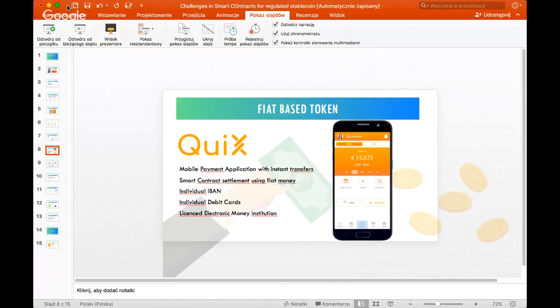And so how it works, you can set up your account. You will have your international bank account number, and you can send peer-to-peer instant transfers completely for free. And this is not based on Ethereum or anything. This is just based on a private blockchain. So these are peer-to-peer transfers. And then you can also spend this money with your debit card, and this is going to be a licensed electronic money institution. And so now the main difference of our approach is that you can settle smart contracts with this application as well. So I'm going to show you now the step-by-step approach to do it.